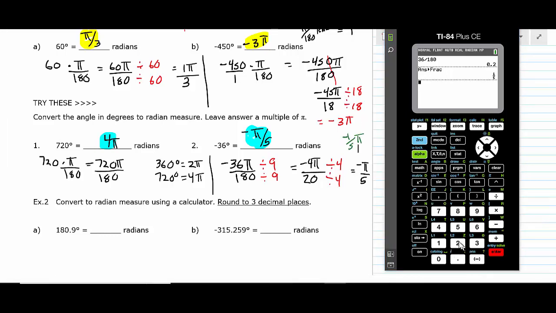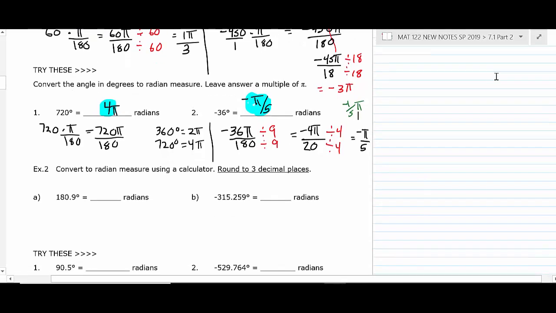One more time I'll do that. This is real useful if you have real big numbers. So if you had something like 45 over 1,080, for instance, and needed to reduce that fraction, you just go math, fraction, and that gives you 1 over 24. Okay, so it really comes in handy a lot.